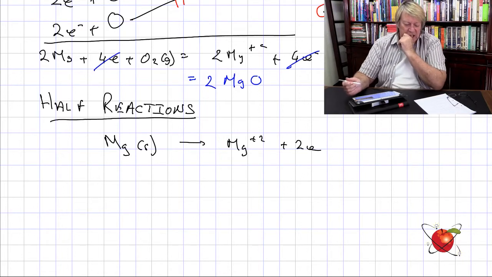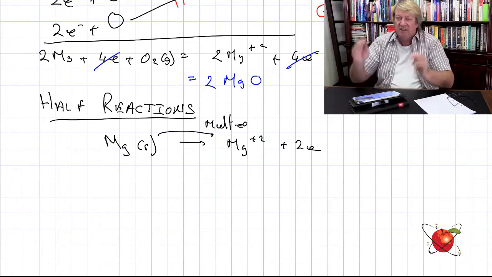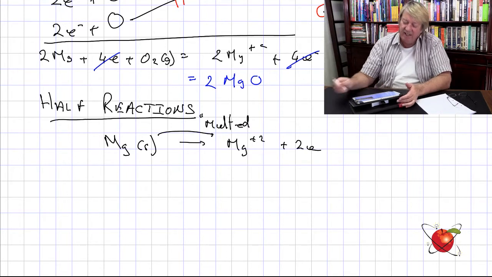So what's happening is, in a way, we could say that this magnesium melted. Now, I know that's not technically correct, but it was a solid and it's now become something else, an ion. So it kind of changed its state, didn't it? I sort of say to people, look at it as the one's melting and the other one's doing something else. So in this sense, it changed to an ion.